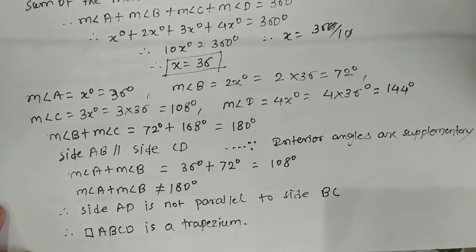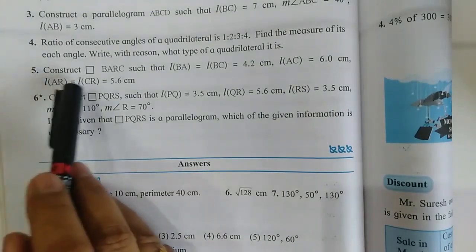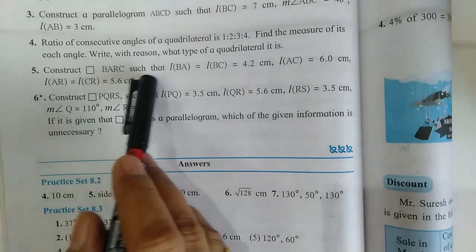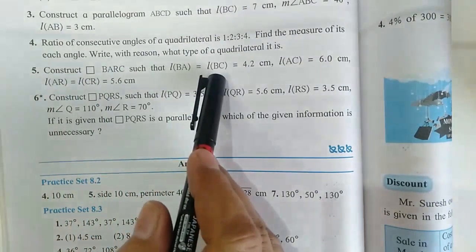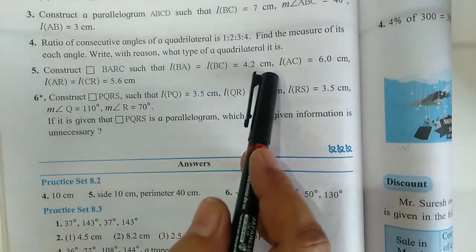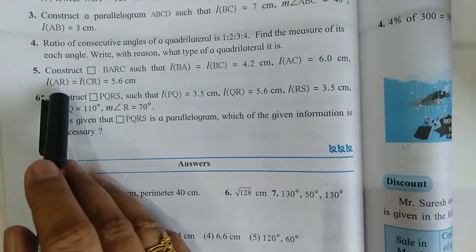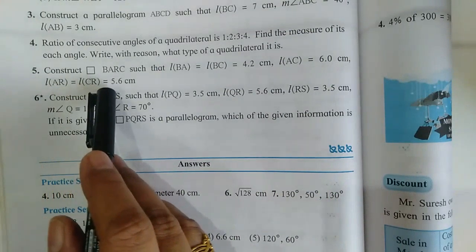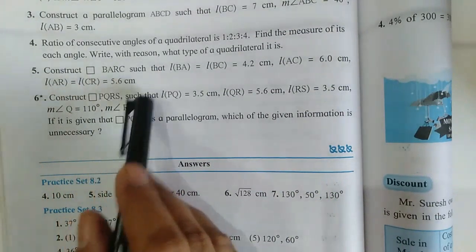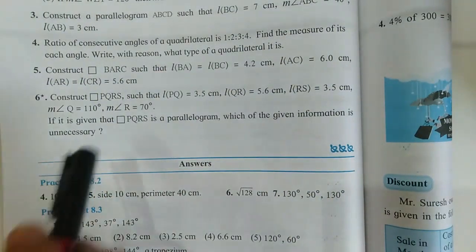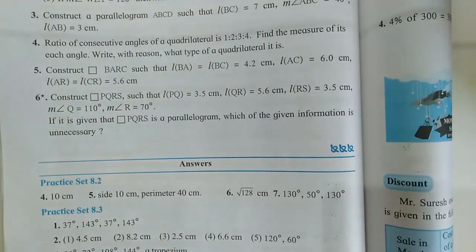Understood? Very simple. See the fifth question. Construct quadrilateral BARC such that length of BA is equal to length of BC equal to 4.2 cm, length of AC is equal to 6.0 cm, and length of AR equal to length of CR is equal to 5.6 cm. So firstly we will draw the rough figure according to measurements and labels. See the solution.